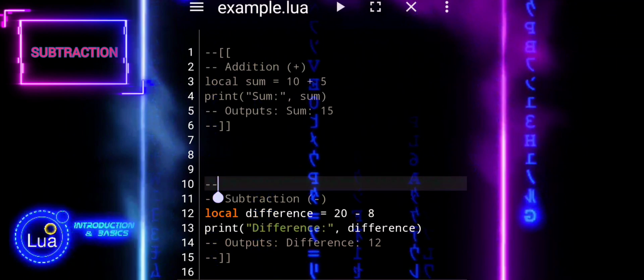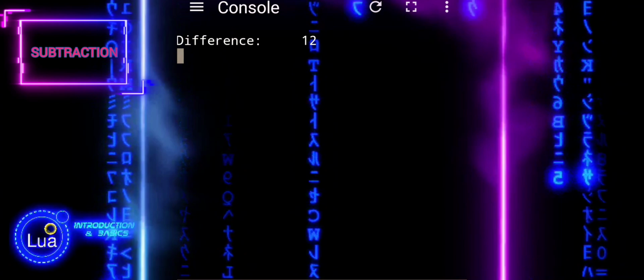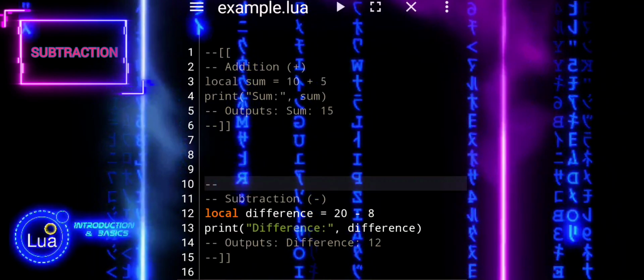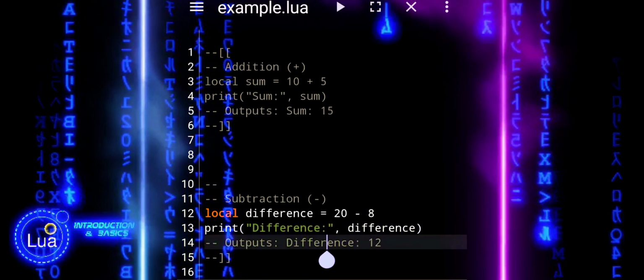Subtraction, symbolized by minus, is the art of taking away one value from another in Lua. It's a fundamental arithmetic operator that provides a concise way to find the difference between two numbers.